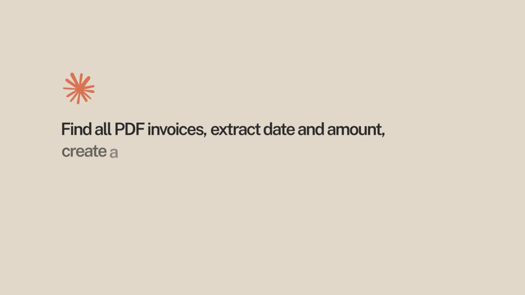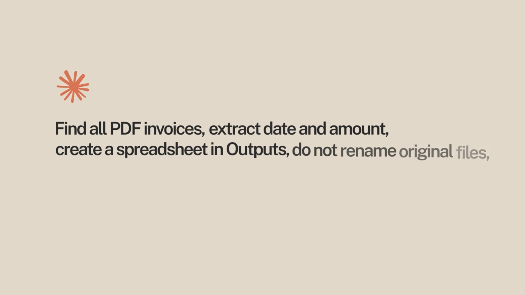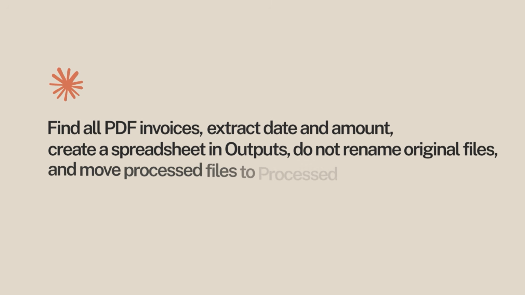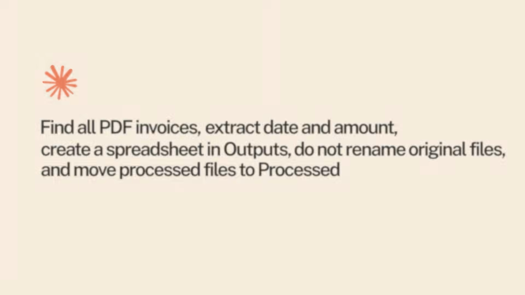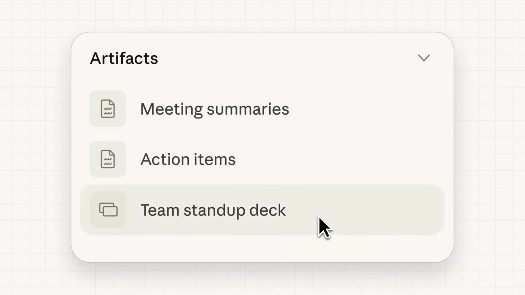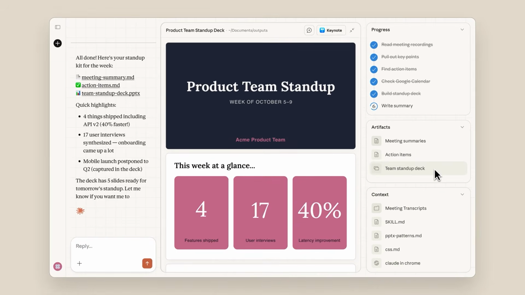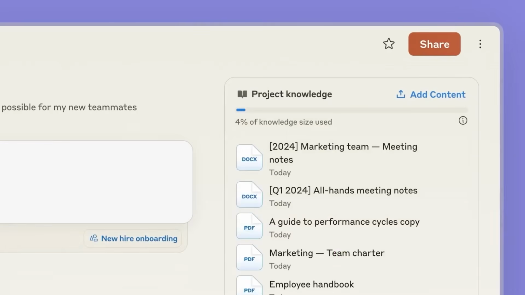For example, instead of organize my files, you say in inbox, find all PDF invoices, extract date and amount, create a spreadsheet in outputs, do not rename original files, and move processed files to processed. Now, co-work does not guess, it executes. Before running anything, it shows you a plan. Always check it, because once you move into automation later, small mistakes can repeat faster than you expect. This one shift improves results immediately.